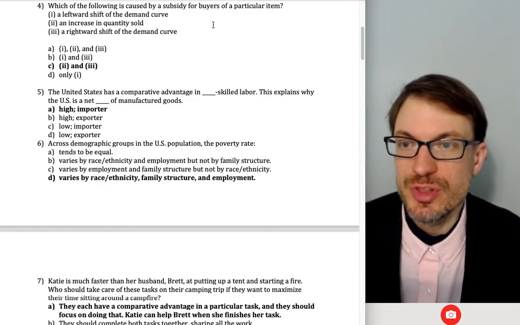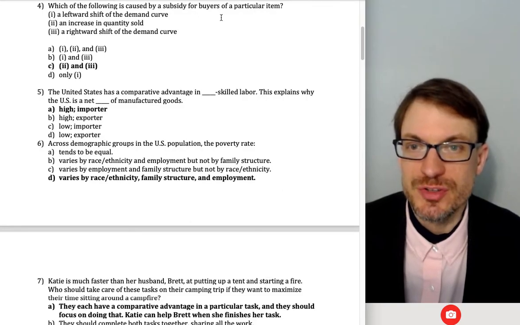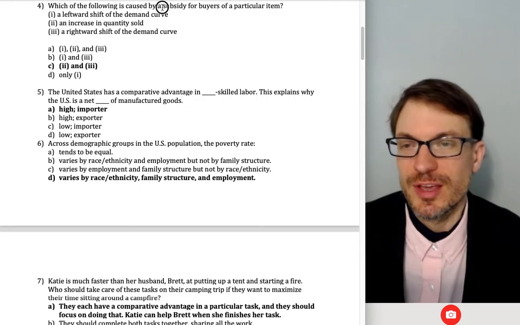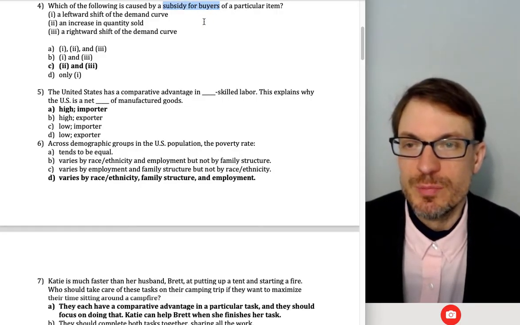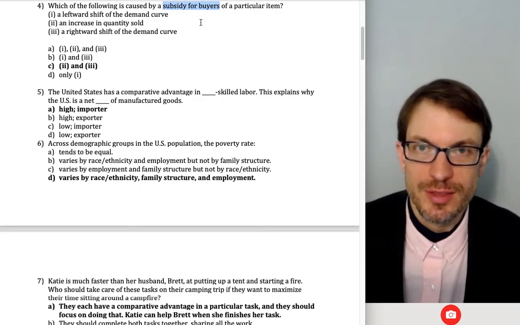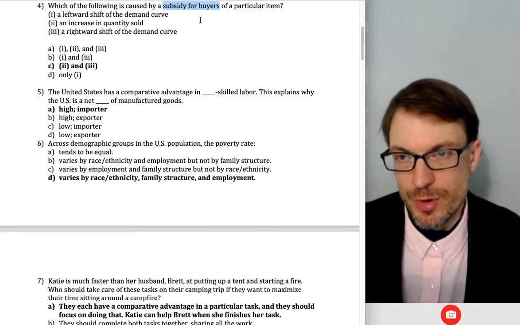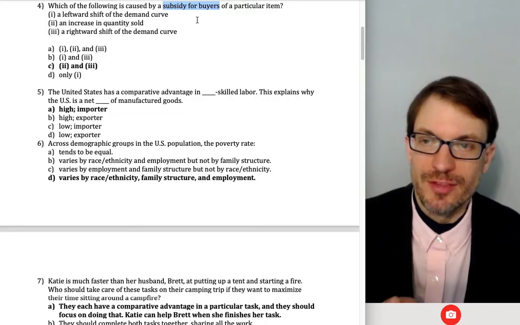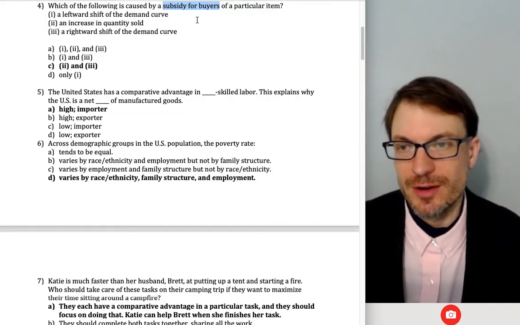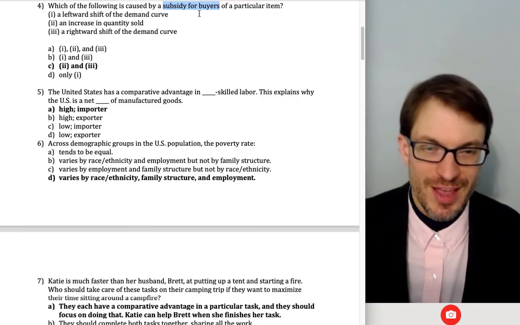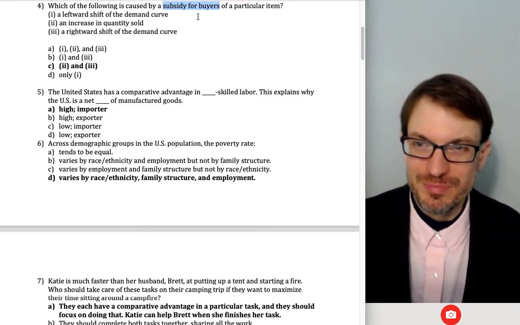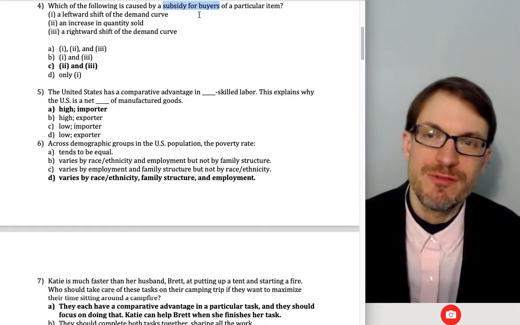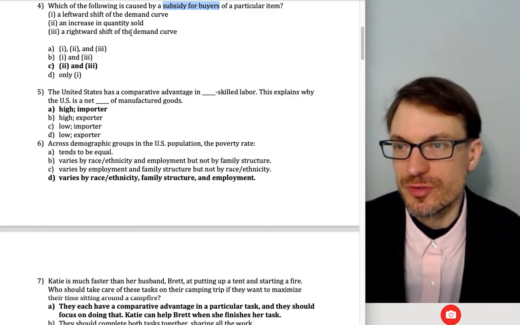Okay, so which of the following is caused by a subsidy for buyers of a particular item? Now, for a subsidy, you want to think of the complementary idea as a tax on buyers. Think about the statutory burden of a tax. So a statutory burden of a tax on buyers we would model as a leftward shift of the demand curve. For the statutory benefit of the subsidy on buyers, we'd model this as a rightward shift. So the benefit-inclusive demand curve would be further to the right.